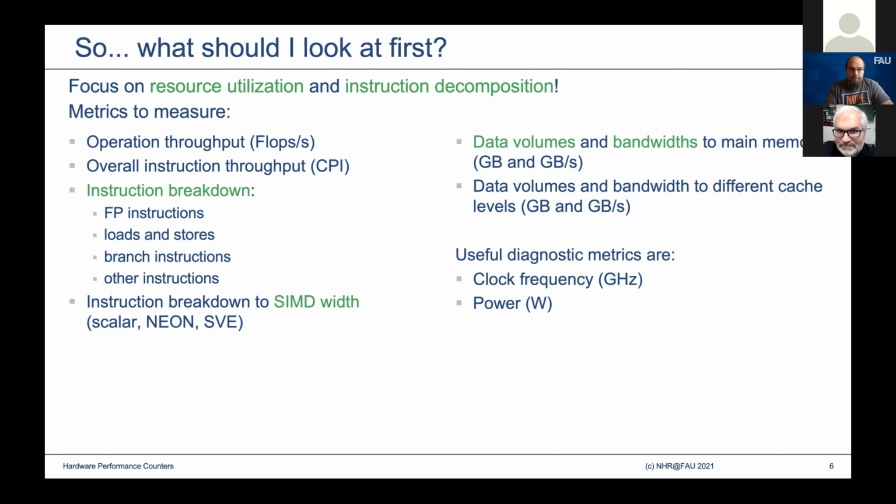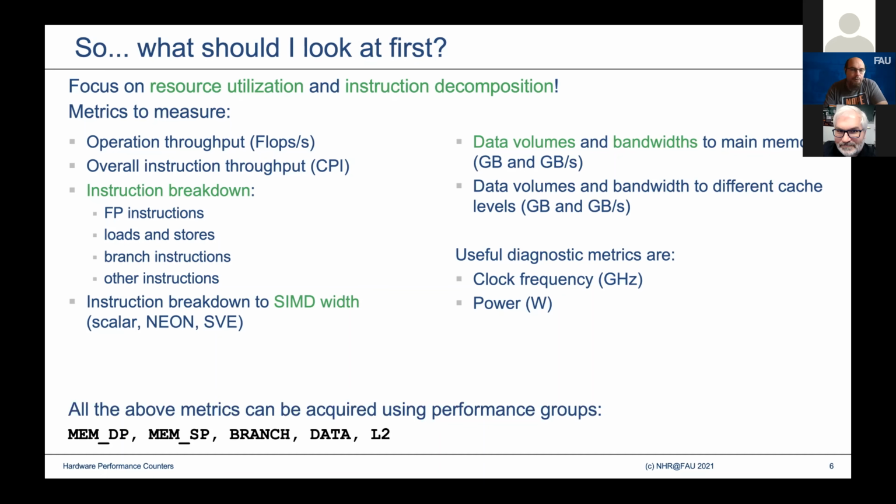SIMD instructions breakdown. So if possible, we can check whether we use scalar or vectorized instructions, and also the data volume part and bandwidth, so the resource parts for the main memory, for different cache levels and so on. Also things like clock frequency and the energy consumption can be measured.